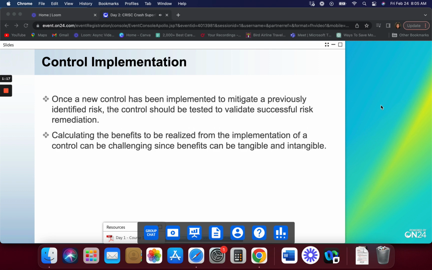Once a new control has been implemented to mitigate a previously identified risk, well, then we have to test the control to see if it actually accomplished its goal. Calculating the benefits realized from the implementation of that control can be difficult because sometimes benefits are both tangible as well as intangible.